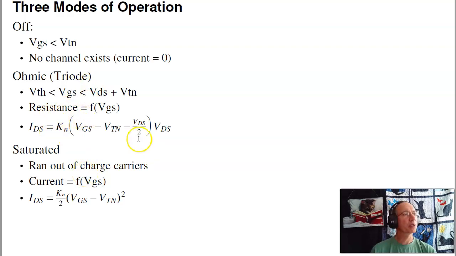And for the resistance, if I divide I over VDS, that is admittance. The admittance is related to the voltage at the gate.